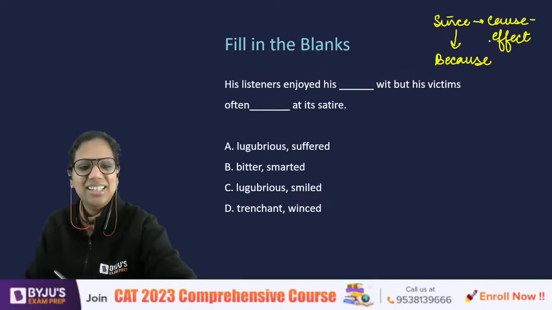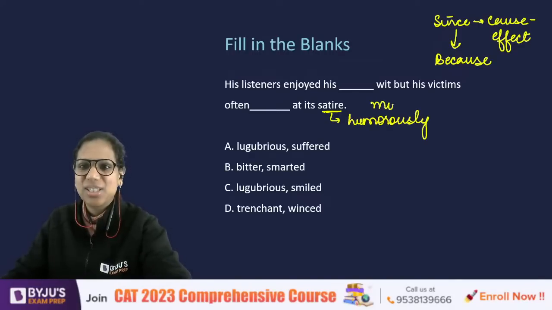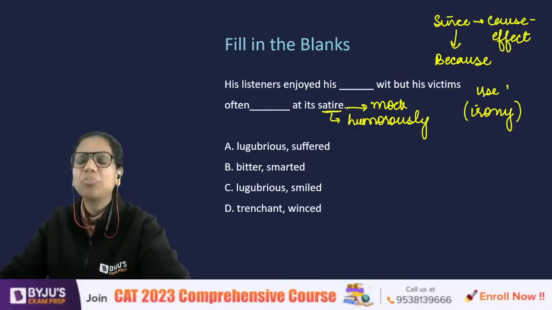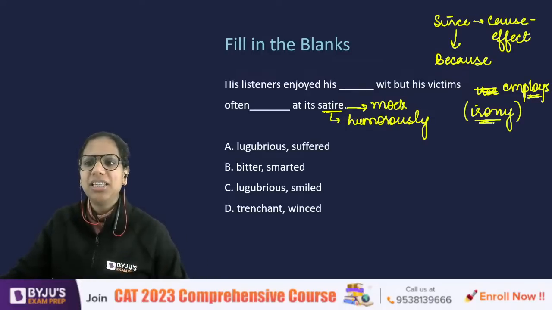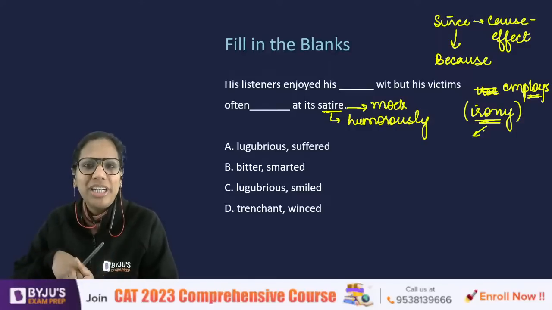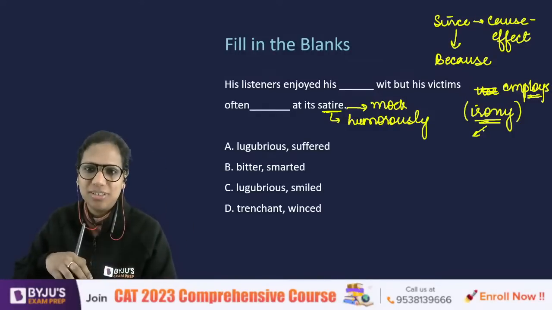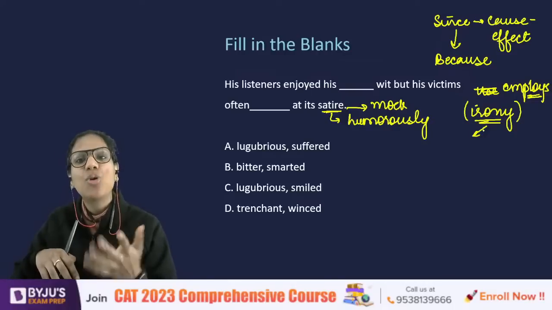Right. So what is satire? When you humorously mock, when you mock humorously, that's when you employ satire. It's a form of irony. You can say that satire employs irony. So basically, irony implies doing the opposite of what you intend, or when there is a vast difference between expectation and reality, that is ironical. Satire employs irony to mock something.